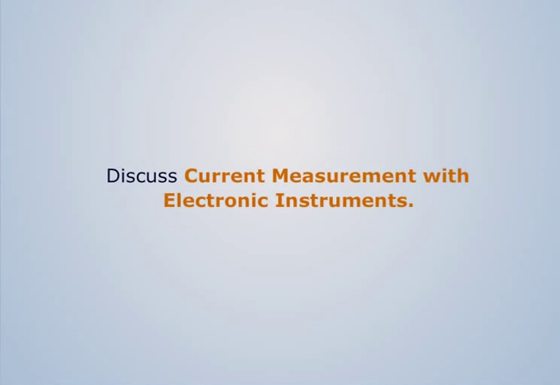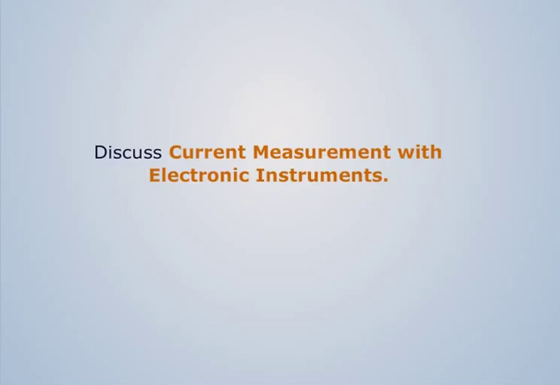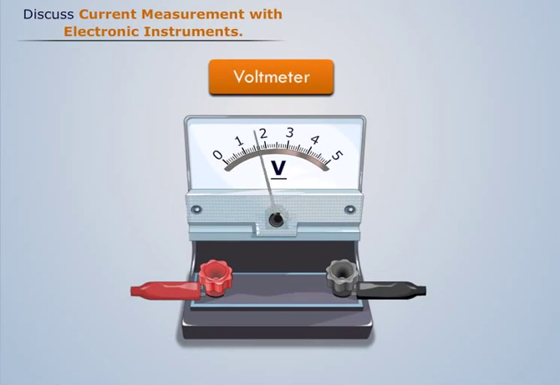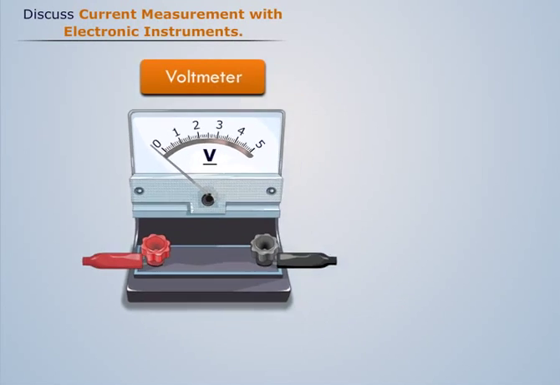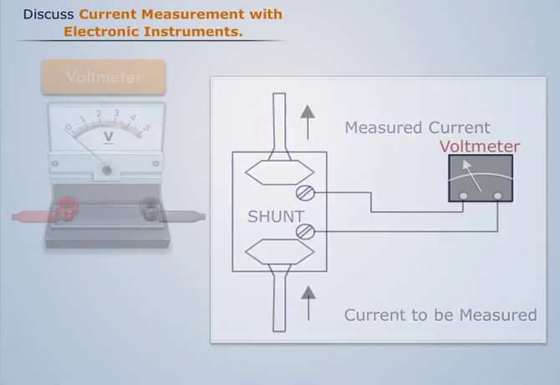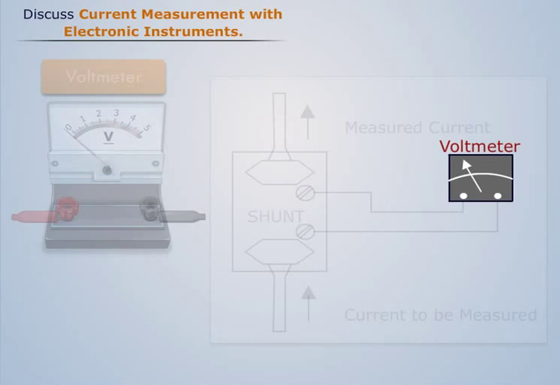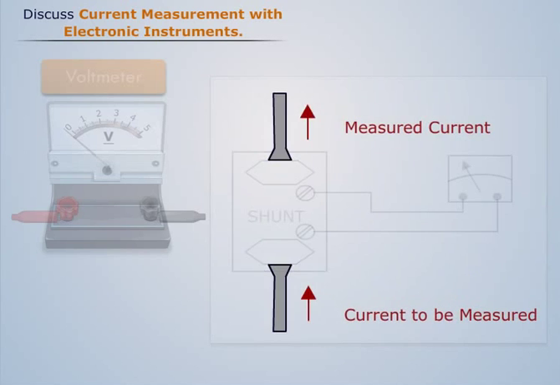Discuss current measurement with electronic instruments. We have discussed the concept of electronic voltmeter earlier. With the help of voltmeter, we can also measure the current of low levels. The current can be measured by measuring the voltage drop across the shunt resistor with the help of voltmeter.